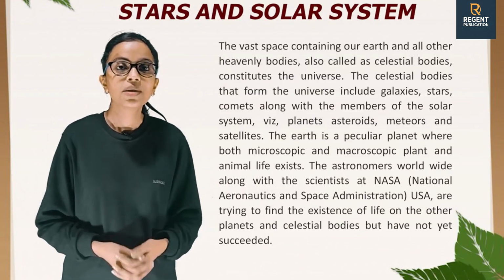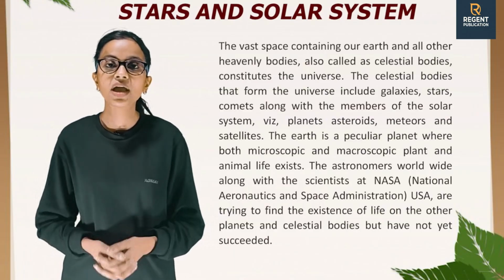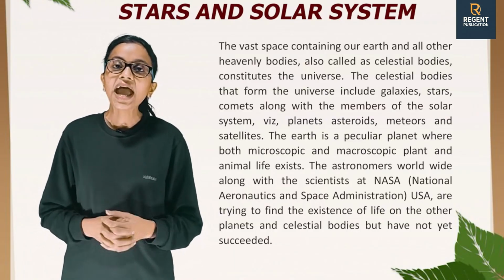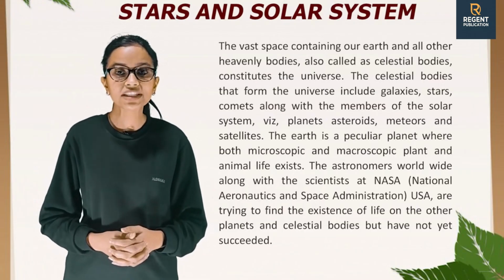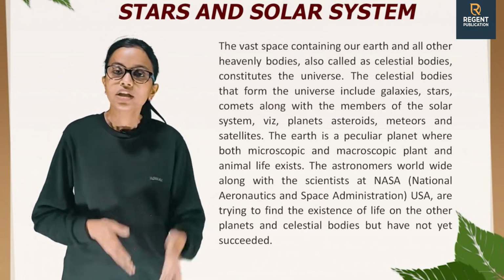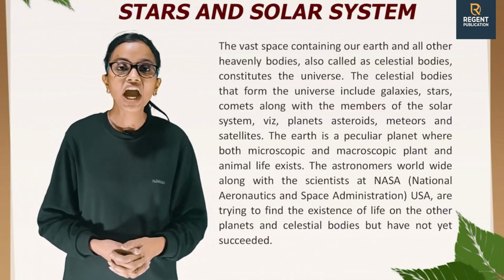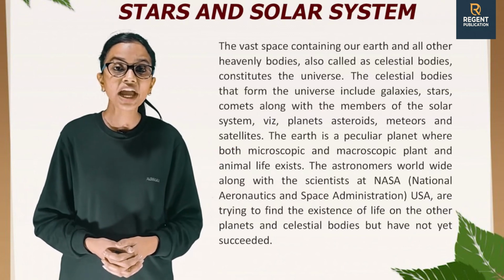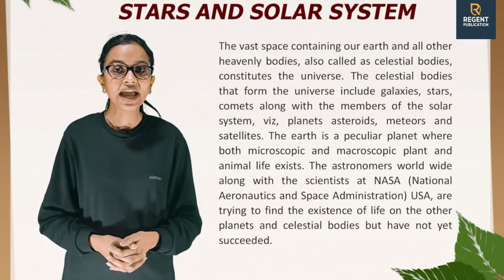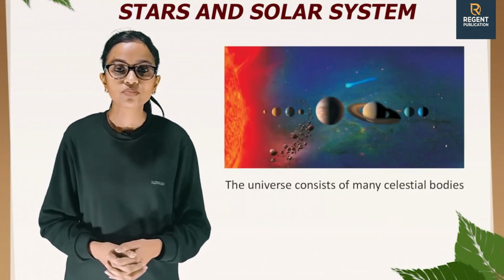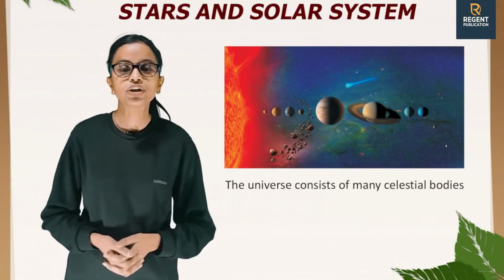The Earth is a peculiar planet where both microscopic and macroscopic plant and animal life exists. The astronomers worldwide, along with the scientists at NASA, National Aeronautics and Space Administration, USA, are trying to find the existence of life on the other planets and celestial bodies, but have not yet succeeded. So, this is the picture of the universe, which consists of many celestial bodies.